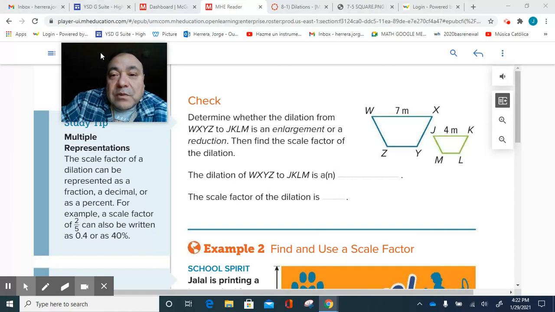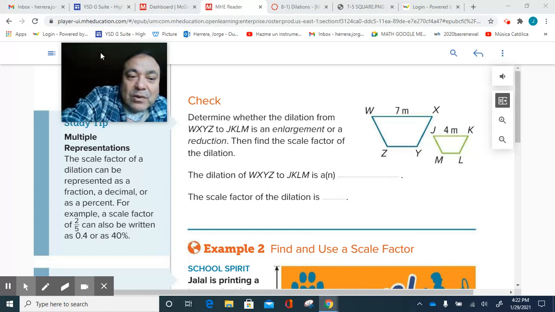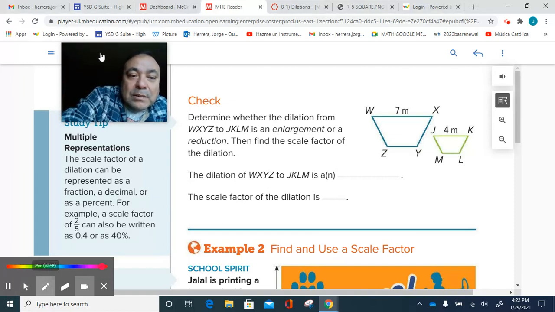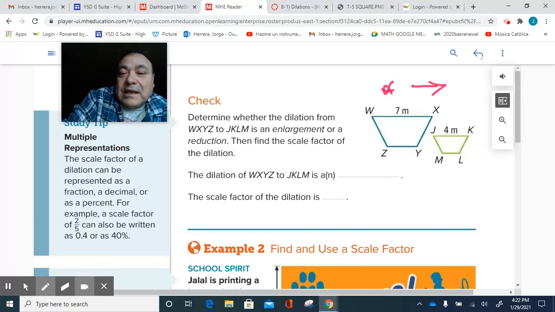Determine whether the dilation from WXYZ to JKLM is an enlargement or a reduction. Well, you can see from here, from here to here, it is, again, a reduction. Can you see it? Because JKLM is indeed smaller.